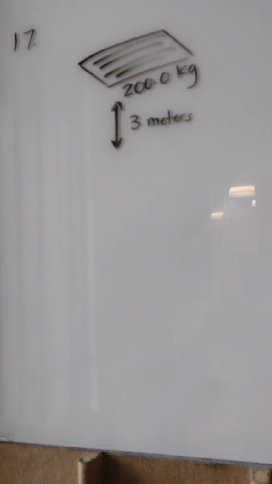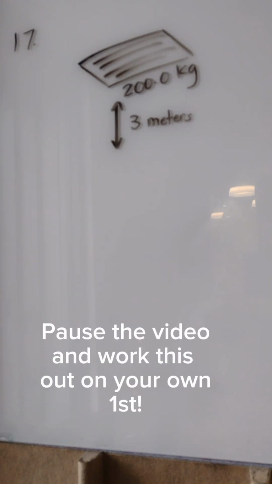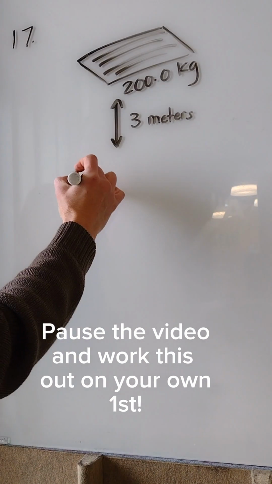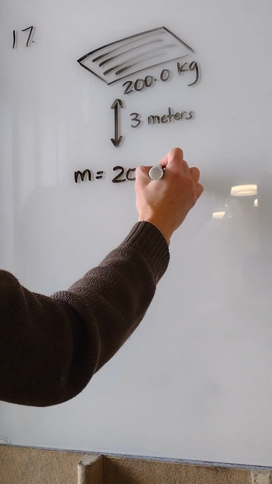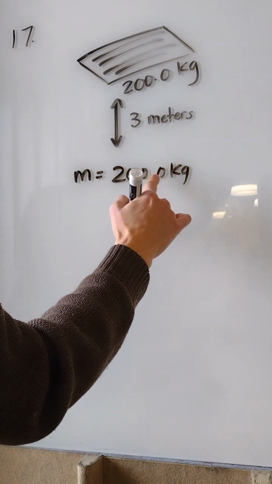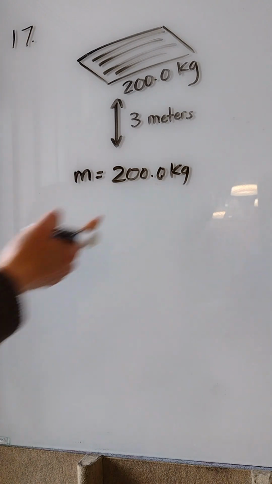Number 17, suppose a 200 kilogram building supply is lifted into the air to be placed onto a workstation. How much energy is needed to lift the supplies 3 meters into the air? So list your knowns first. So you have a mass here of 200.0 kilograms. Make sure that 0 doesn't mess you up. It's still just 200 kilograms.